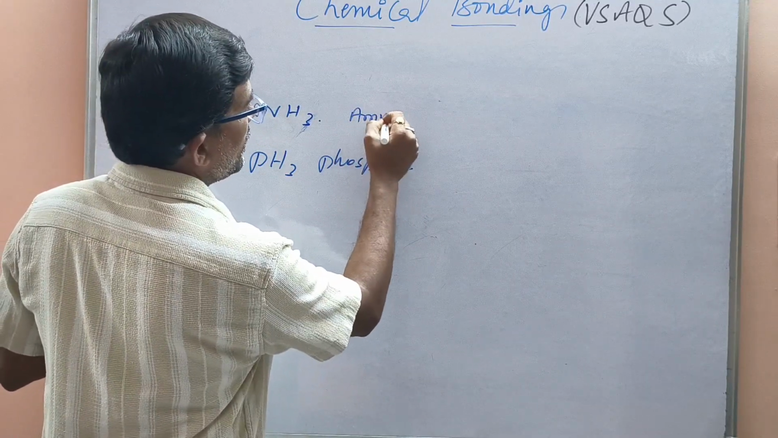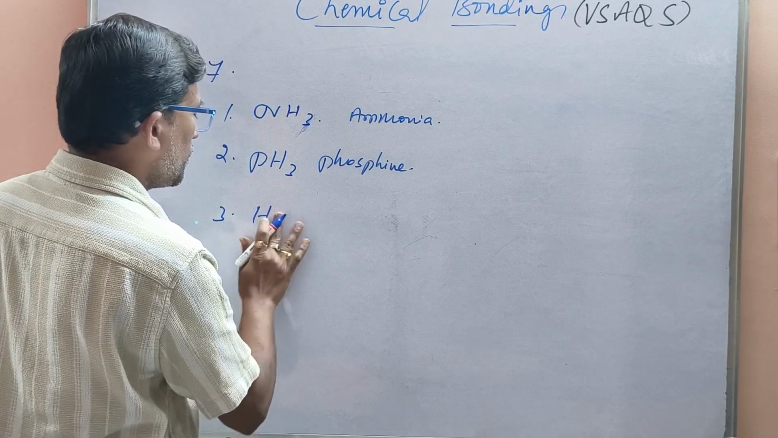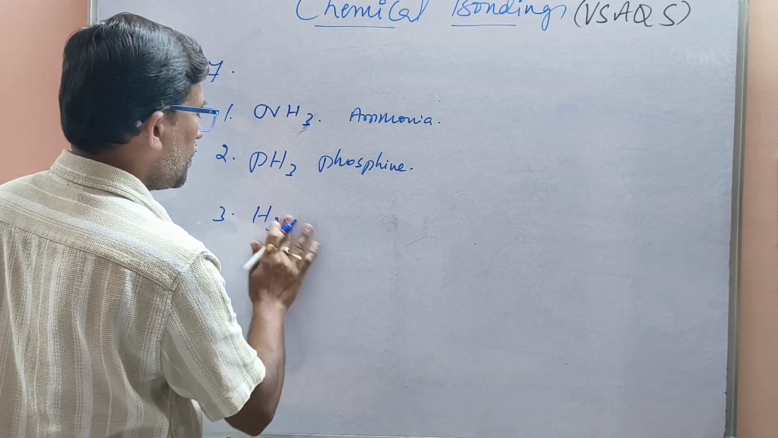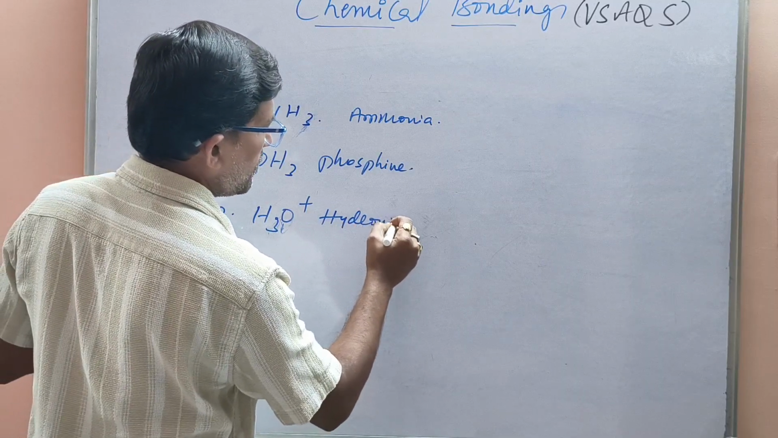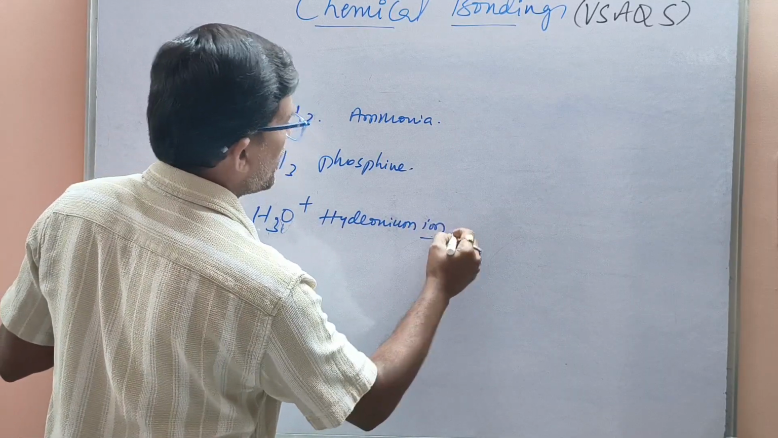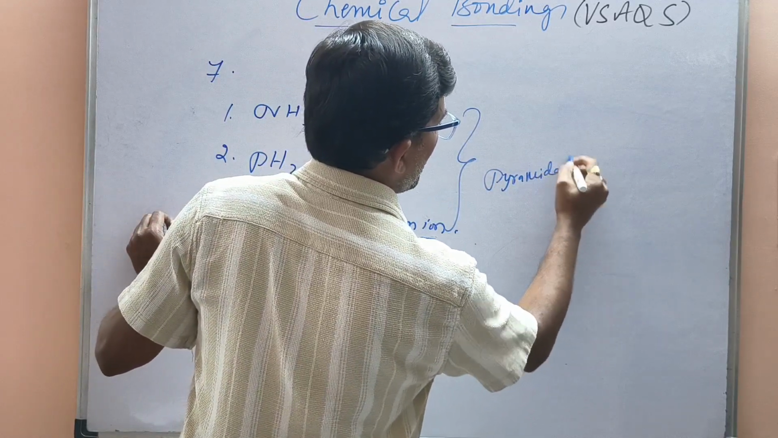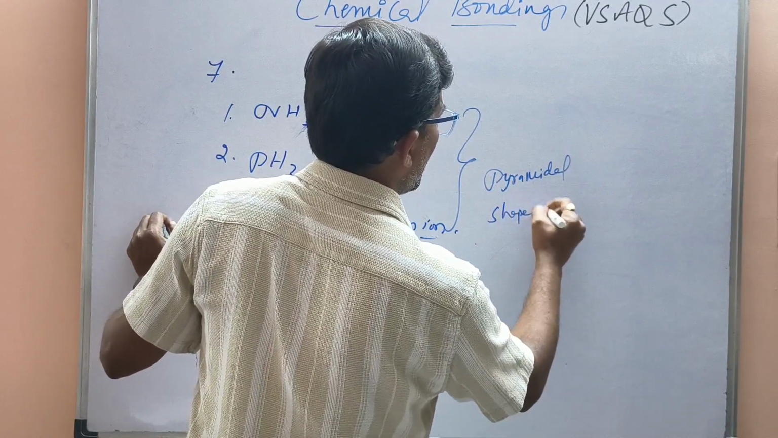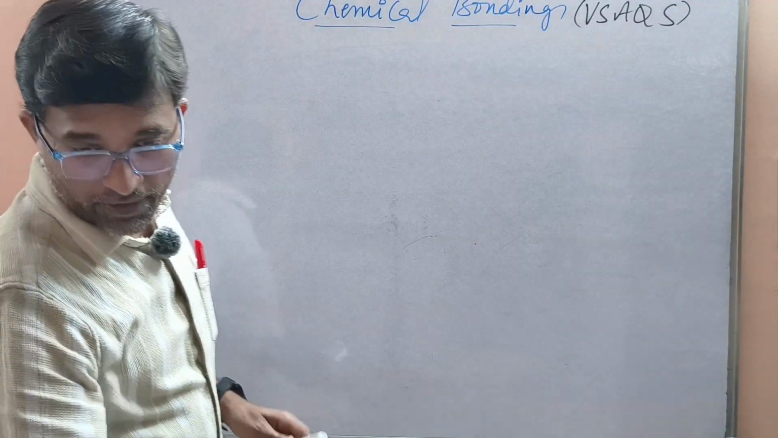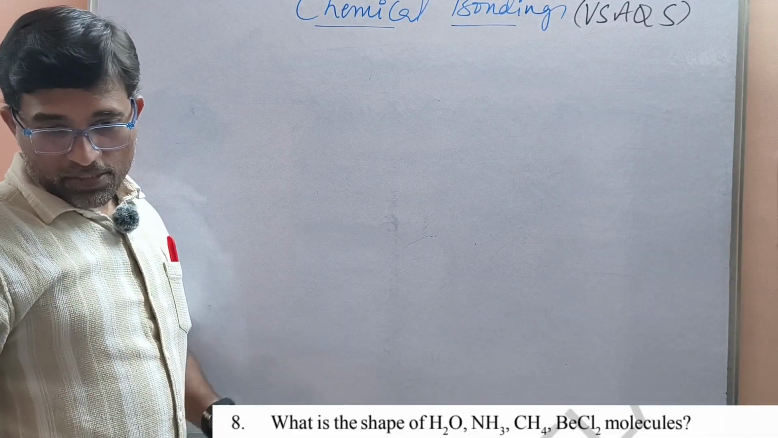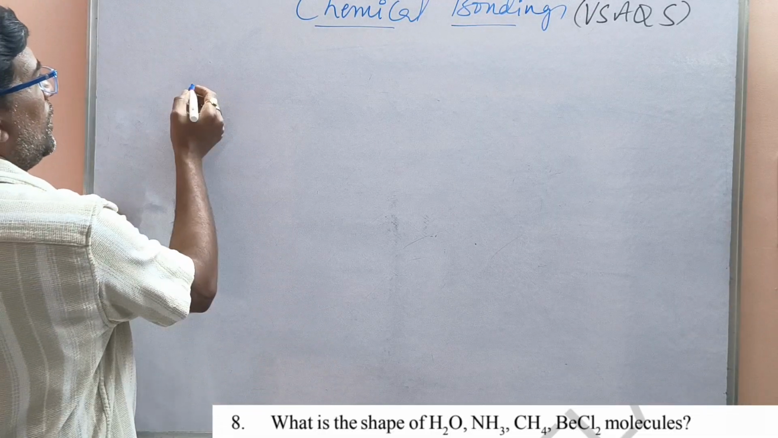This is ammonia. And one more example is H3O plus ion. This is the hydronium ion. So these are pyramidal shaped compounds. Now the next question is: what is the shape of H2O, NH3, CH4, BeCl2 molecule?